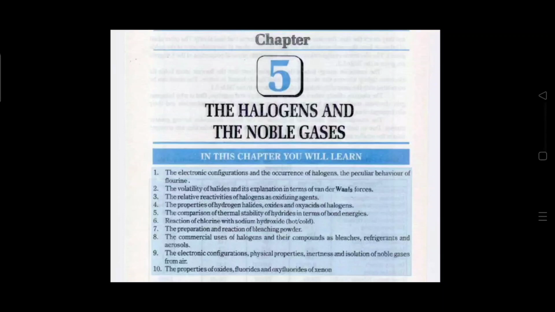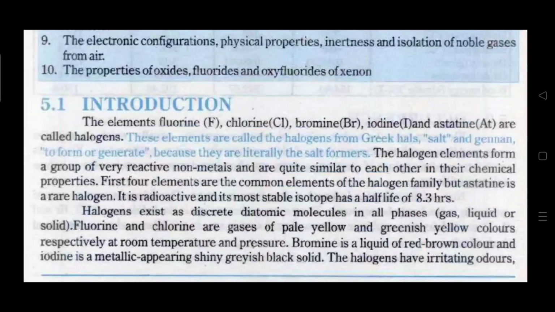Today we are going to start chapter number 5 of book 2 from FSC. The name of the chapter is Halogens and the Noble Gases. In this video we will talk about the general introduction of group 7A elements, which are called halogens.